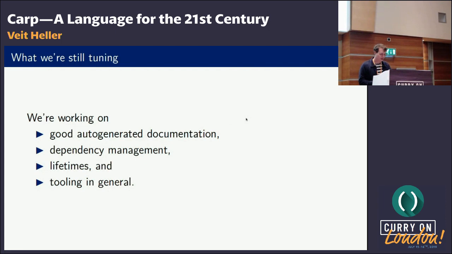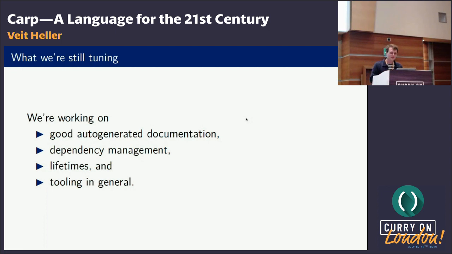What we're currently working on then is good auto-generated documentation and dependency management. We have stories for both of these, but they're not quite good enough. We're also working on lifetimes, which is a concept from borrow checking. We don't have that yet because we haven't felt the pressure to add it, and now we have, so we add it. So this is one of those stories where we ask, can we have borrow checking without lifetimes? If that doesn't mean anything to you, we can talk about that later.